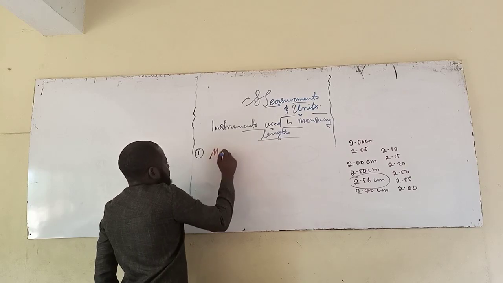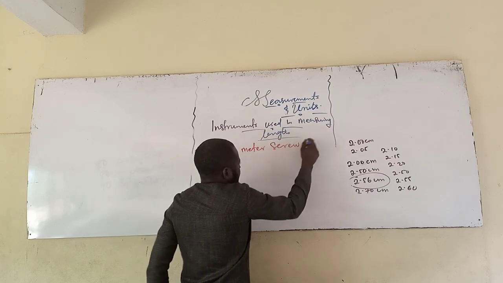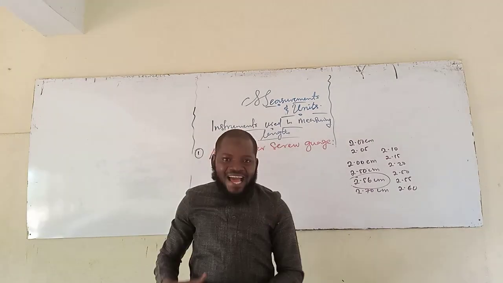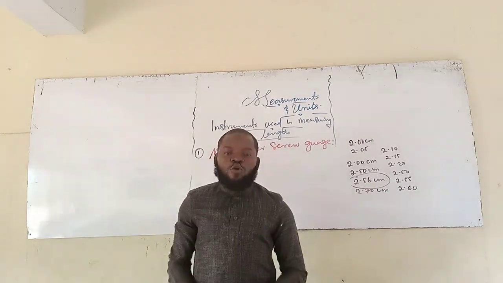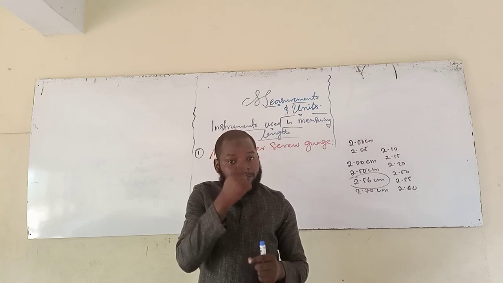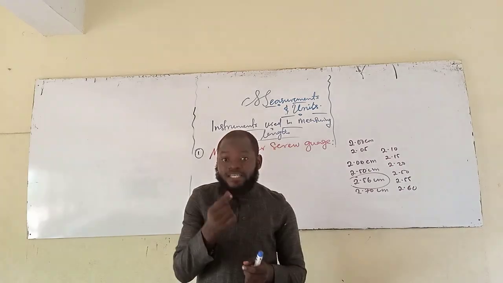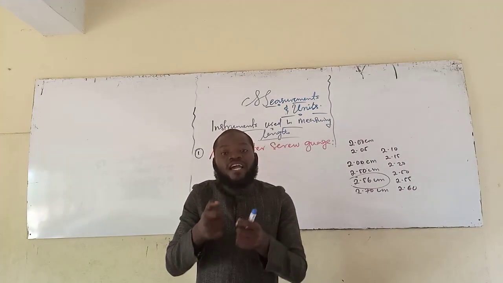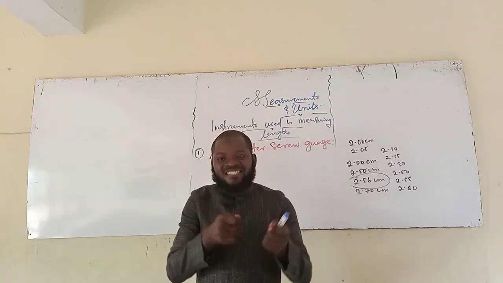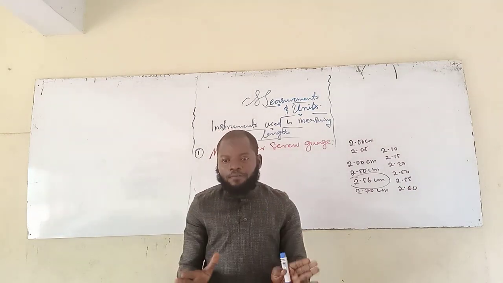For the micrometer screw gauge, it is similar to the vernier caliper, and it is used to measure the thickness of thin objects. An object that is thin, like if you have a wire and you peel the wire, the thin core that you have inside that wire is a thin object. If you want to measure the thickness of it, you can use the micrometer screw gauge. So, the micrometer screw gauge is used to measure the thickness of thin objects, and also to measure the external diameter of round objects.